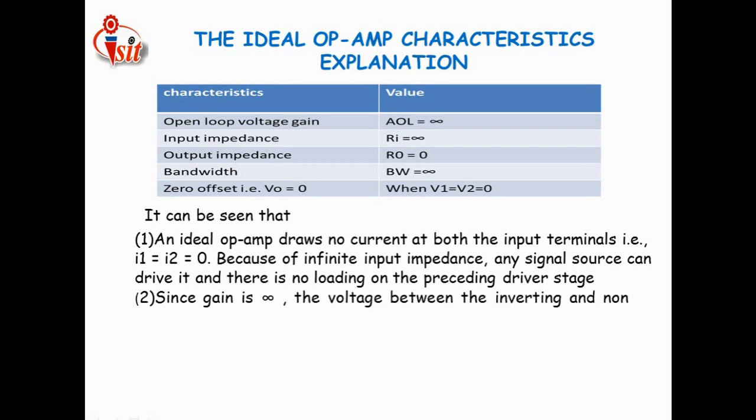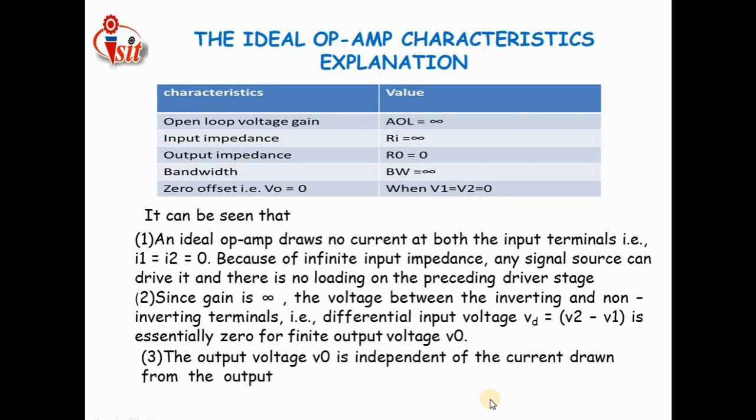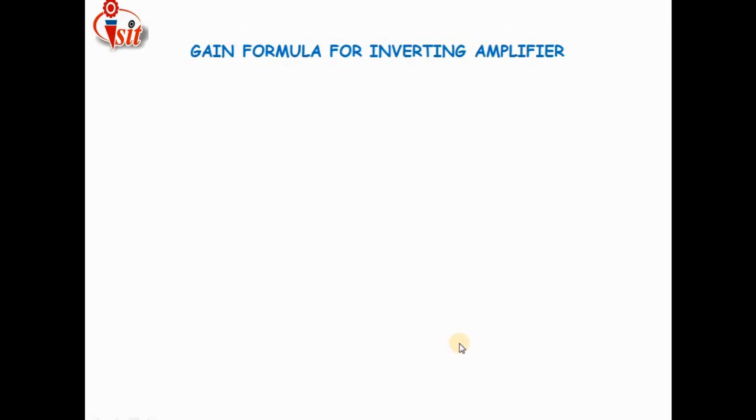Second, since the gain is infinity, the voltage between the inverting and non-inverting terminals, that is the difference input voltage V_D equal to V2 minus V1, is essentially 0 for a finite output voltage V0. The output voltage V0 is independent of the current drawn from the output as R0 is equal to 0. The output can thus drive an infinite number of other devices.